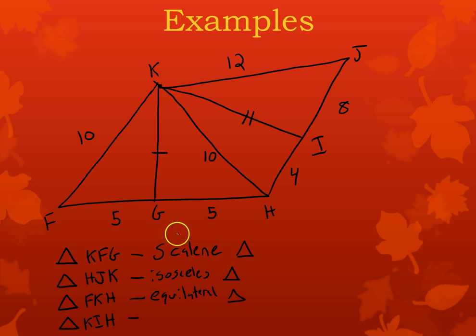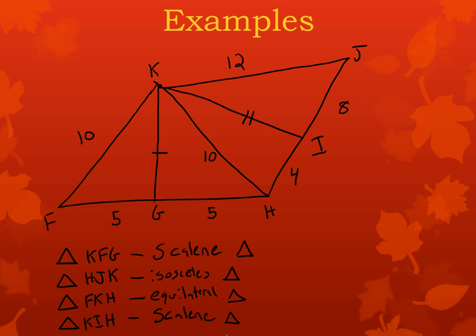And then finally, last one, KIH. So KIH is right here. Again, one side is 10, one is 4, and this side is unknown, but it's not equal to 10 or 4 because we would have a double tick mark somewhere in one of those two spots. So they're all different, so this is scalene.